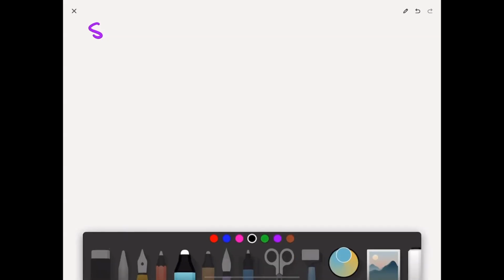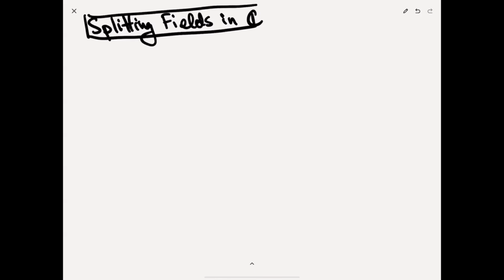Okay, so this video is some examples of splitting fields. All right, this is about splitting fields. So this is mostly examples in C, in the complex numbers. So what are splitting fields?